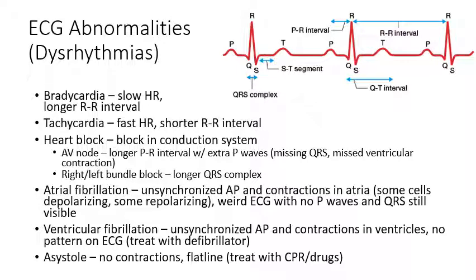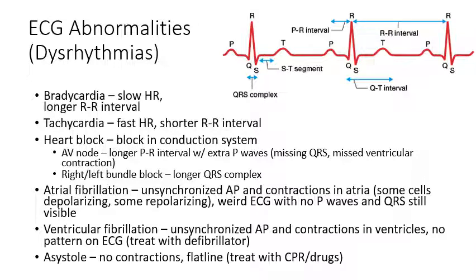That would mean that the cardiomyocytes in the atria are not contracting at the same time. Some of them would be contracting while others are relaxing. So that's going to give you a weird looking ECG where you don't see any P waves, but you can still see the QRS complex because the ventricles are still contracting normally.